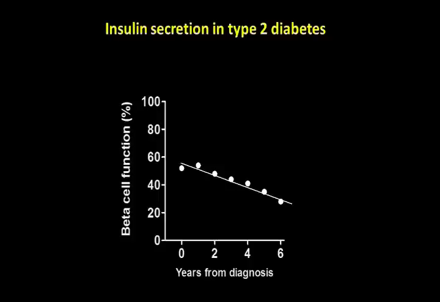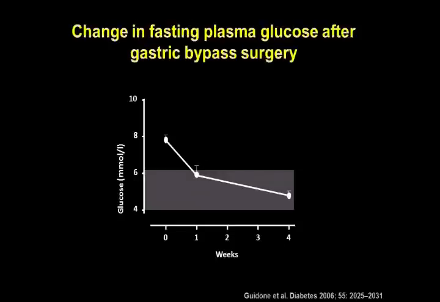But then, the piece of information that riveted my attention was published in 2006. This study by Caterina Guidoni and her colleagues followed the change in fasting plasma glucose after gastric bypass surgery. But just look at the time base. Weeks. One week after the operation, plasma glucose was normal. Now, plasma glucose in type 2 diabetes doesn't do that, yet it did. And a few weeks later, it was still normal. So, what was going on here?